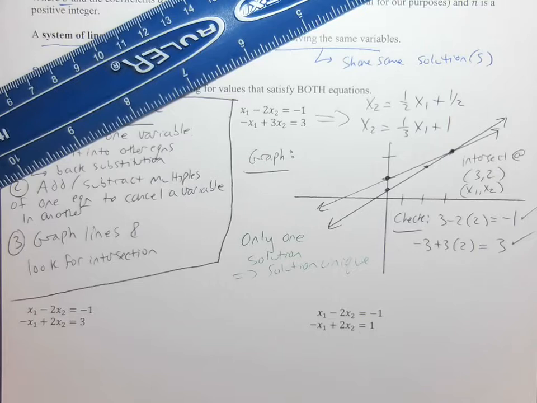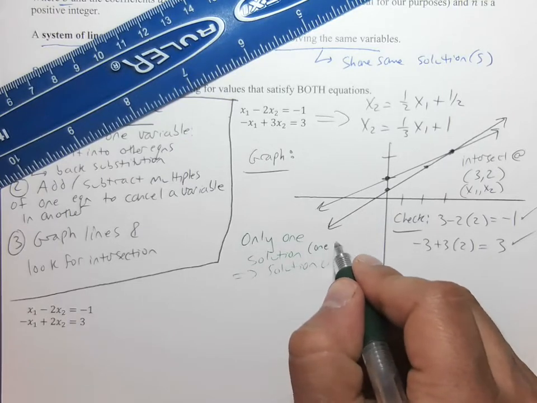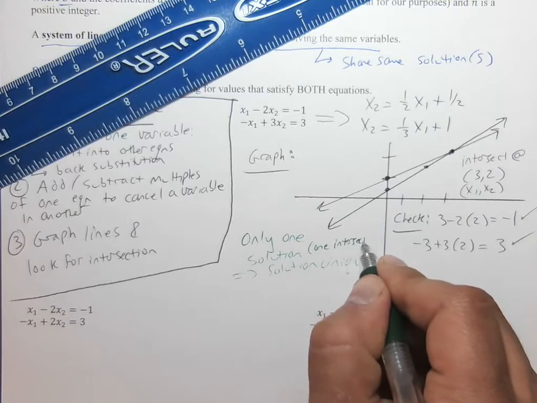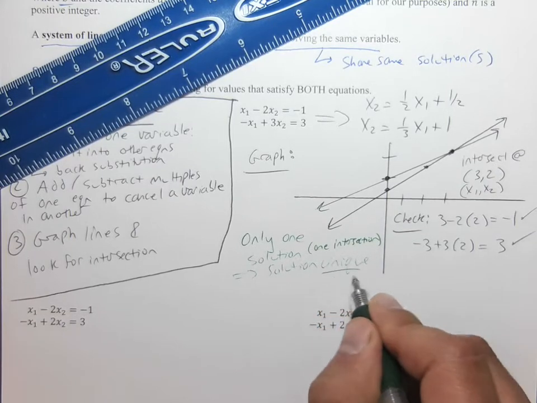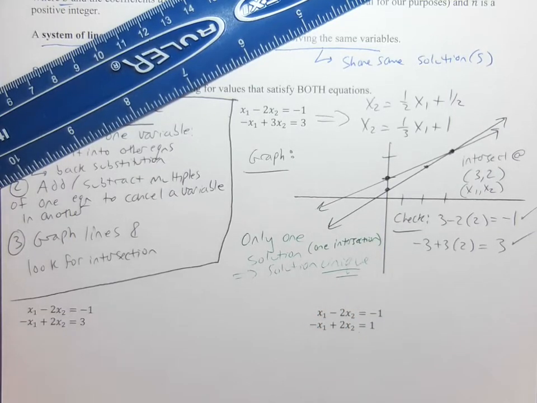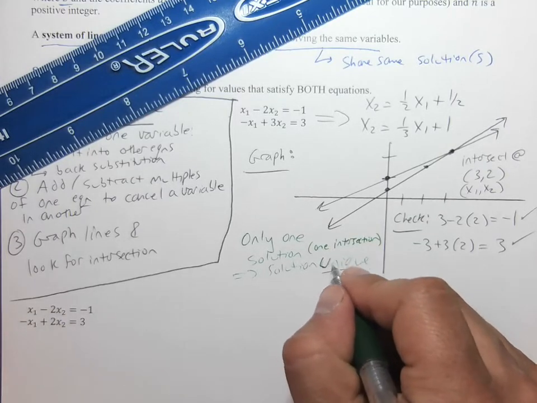So that's something that can happen, is there's only one solution. In other words, there's only one intersection. And so we got a unique solution. So sometimes you might have a unique solution.